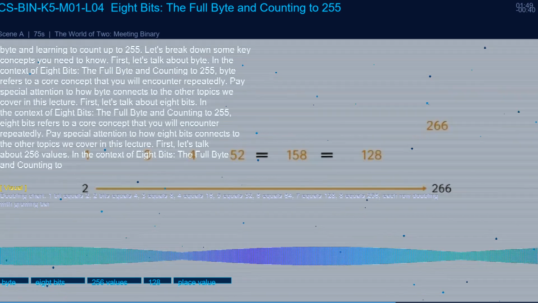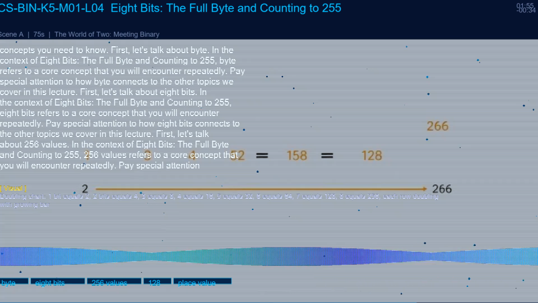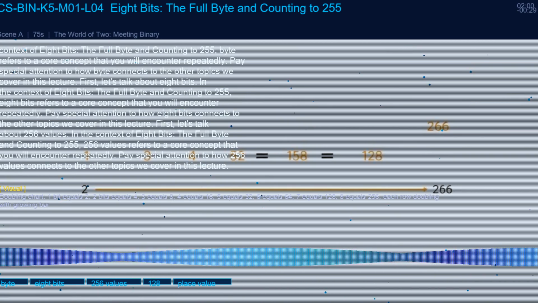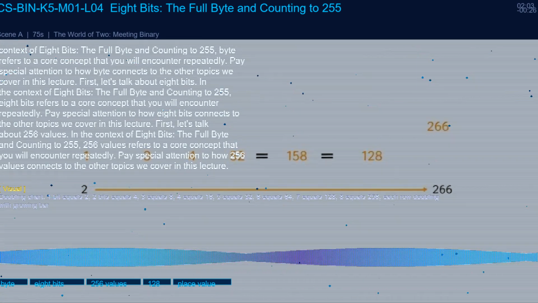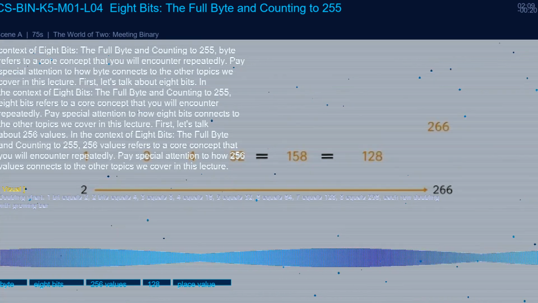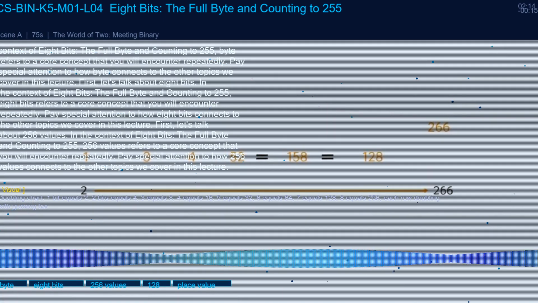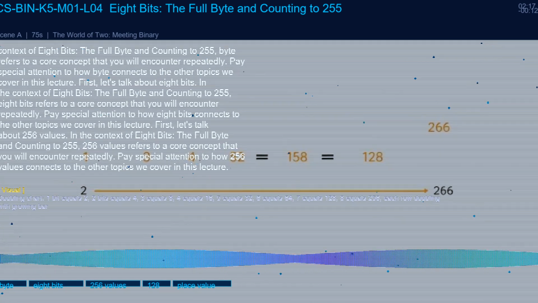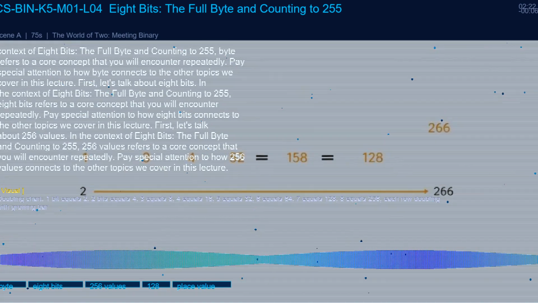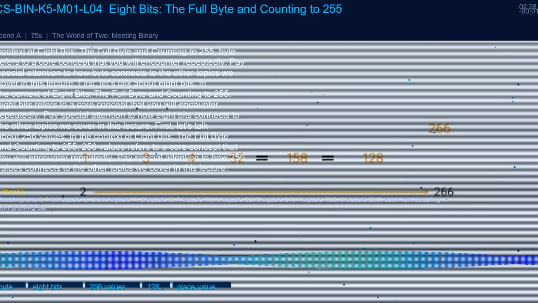Next, 8 bits and 256 values are also core concepts that you will encounter repeatedly in this lecture. Pay special attention to how 8 bits and 256 values connect to the other topics we cover.